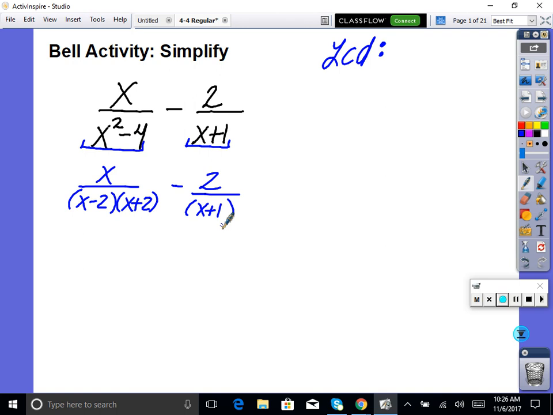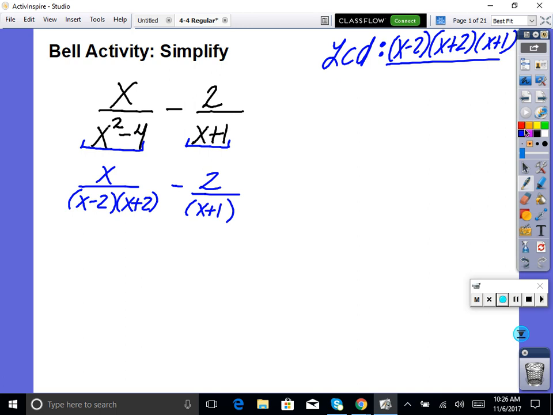So let's go in sections. Now x minus 2 is connected. The only way to get an x minus 2 over here is to already have an x minus 2 or to multiply by x minus 2. So our least common denominator, we need an x minus 2. We need an x plus 2. And then we need an x plus 1. So guys, make all your denominators look like this.